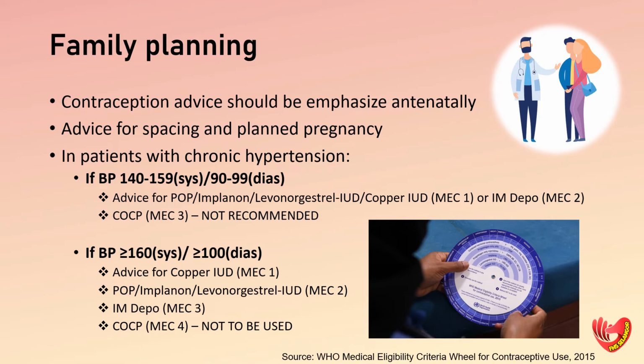In those patients with severe hypertension, it is best for them to be on a copper IUD as it holds no hormonal bearings. They can also choose between progesterone-only pills, Implanon, or levonorgestrel IUD. An intramuscular depot is not to be used unless more appropriate methods are not available or acceptable. Please note that COCP is given an MEC4, which basically means should not be used at all.